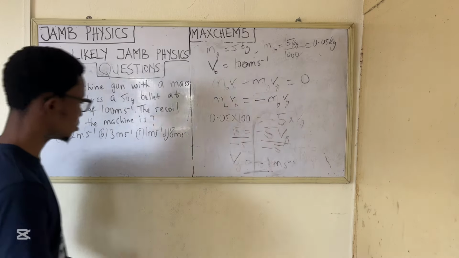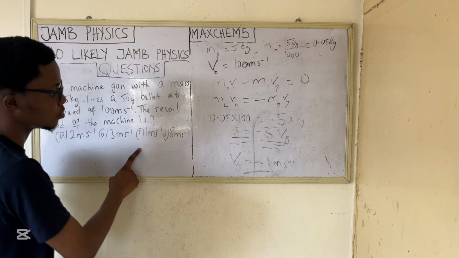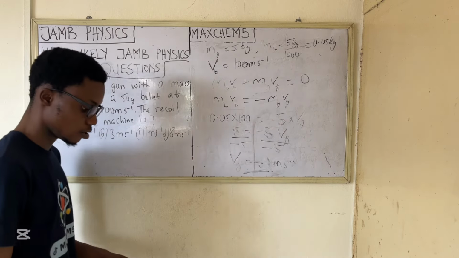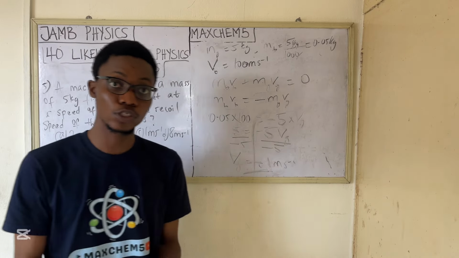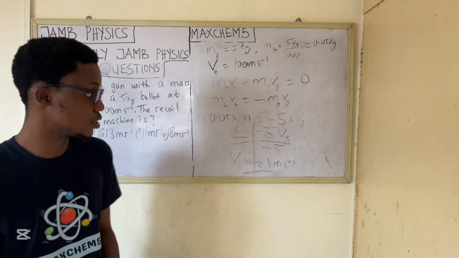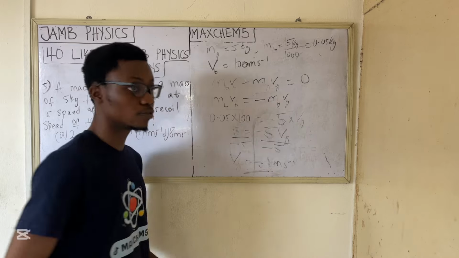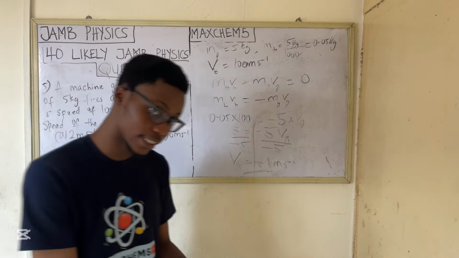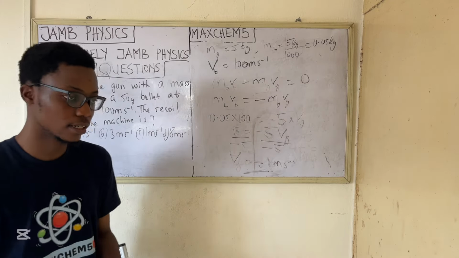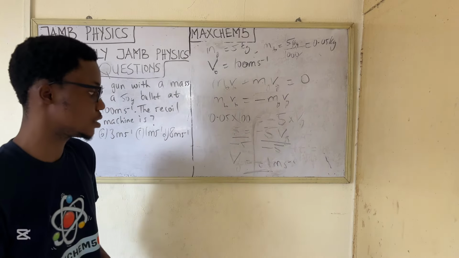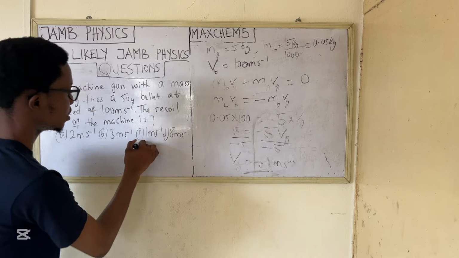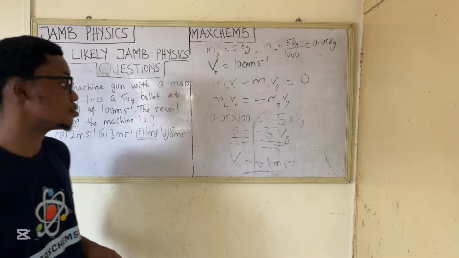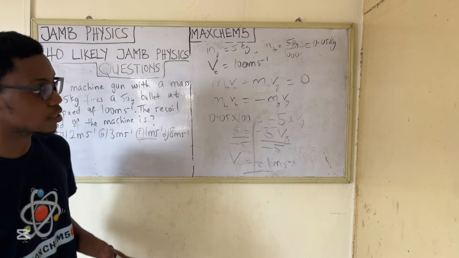Now if you look at our options, we have 2, 3, 1, and 8. This minus here is just telling us that it is a backward motion, an opposition force. It is not moving in the direction of the bullet. It's moving against the direction of the movement of the bullet. So the answer here is C, 1 meter per second. Option C is the answer to this.